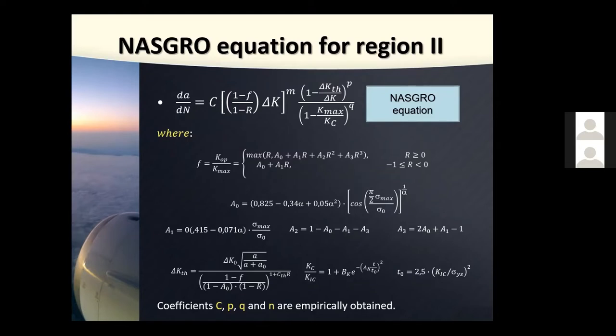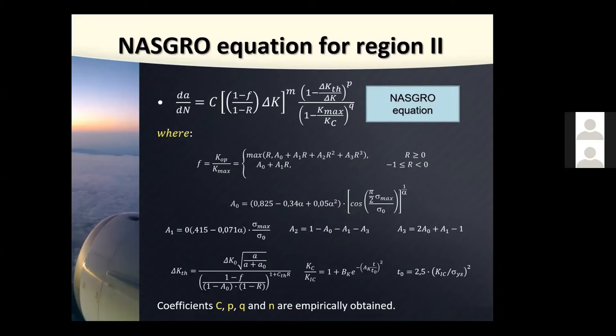You can see that the NASGRO equation contains many, many factors, many constants that must be evaluated experimentally. Plus, you can see here coefficients C, P, Q, and N must be obtained empirically. So it's not easy to use this NASGRO equation. It's not easy to integrate the NASGRO equation. On the left-hand side, you can see dA by dN. So that's the crack growth per cycle.